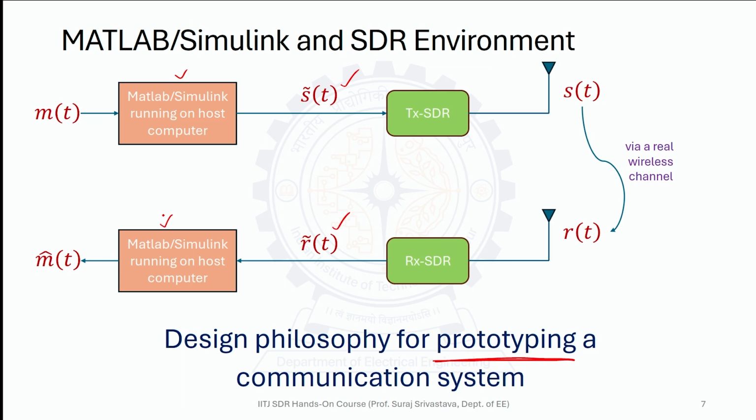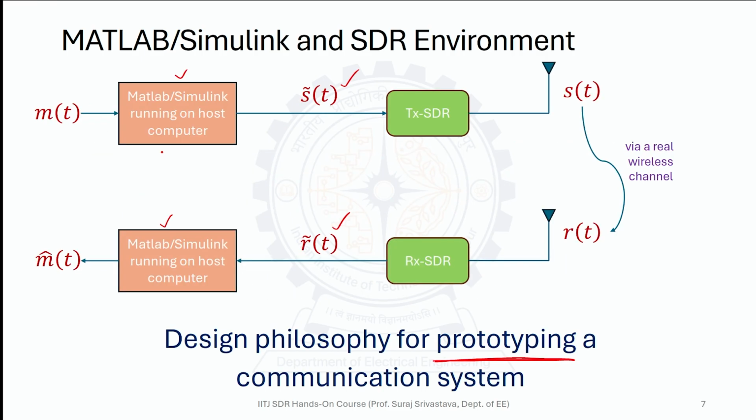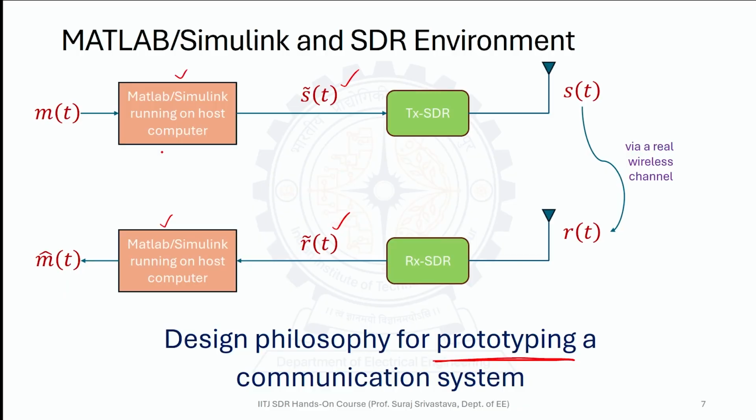Generating the complex waveforms S tilde t using the pulse shapes, right. So all these operations are done in this MATLAB Simulink model. All the baseband signal processing related operations are done in these MATLAB and Simulink models, which run on the host computer. And this signal processing depends on the modulation scheme. So the processing which we do here in MATLAB Simulink will depend on whether it is AM, FM or BPSK, QPSK. For different modulation schemes, the Simulink models will be different.